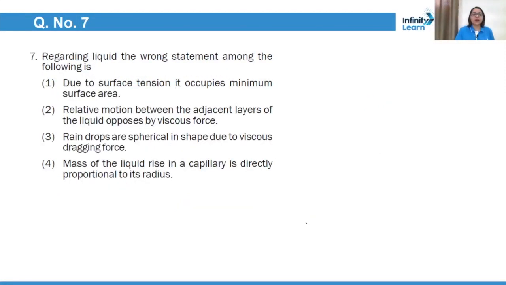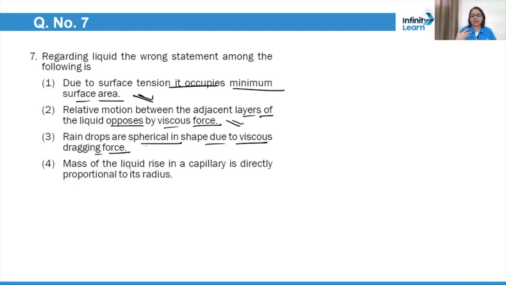Question number 7. Regarding liquid, the wrong statement among the following is: due to surface tension, it occupies minimum surface area, which is true. This is the property of the surface. Relative motion between the adjacent layers of the liquid is opposed by viscous force. Yes, viscous force opposes the relative motion between two adjacent layers of the liquid. Raindrops are spherical in shape due to viscous dragging force. No, raindrops are spherical in shape because of the surface tension property.